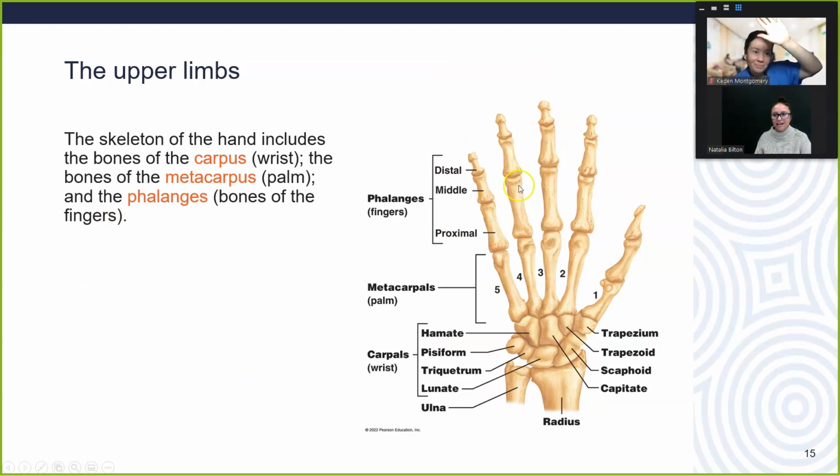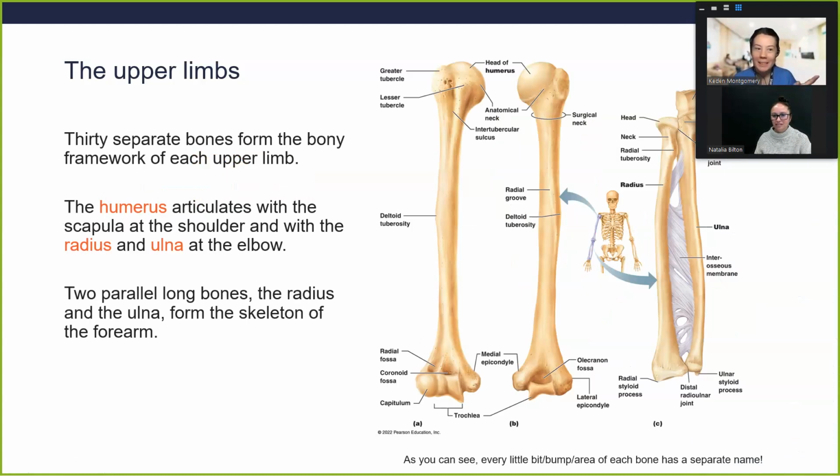Then you've got the hand. Oh, sorry. Sorry, Nat, can you go back to the previous slide?